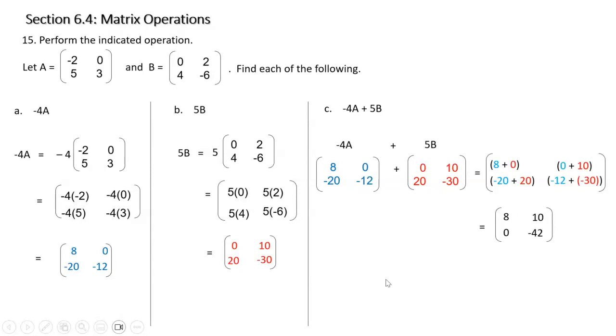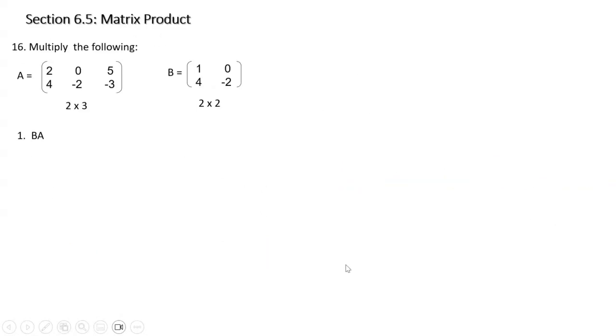That's my result. Okay. Now we're going to go to section 6.5. We're going to work with a matrix product. Multiply matrices, right? In order to multiply them, the two numbers in the middle must match. For example, B is a 2 by 2 and A is a 2 by 3. The two in the middle match, so yes, we can do the operation. And the answer will be the outer times the outer, the 2 by 3.